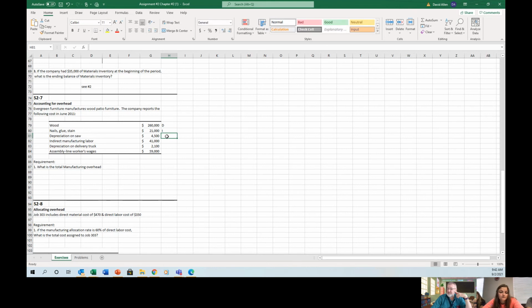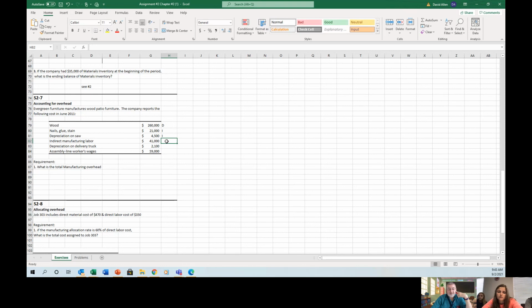Depreciation on the saw, is that going to be a direct cost or an indirect cost? Indirect. Yeah, it's indirect, and it is the saw, so it's part of the manufacturing process, right? Okay, but remember, anytime it's depreciation, it will always be indirect.